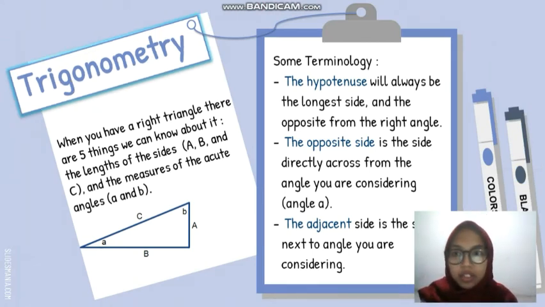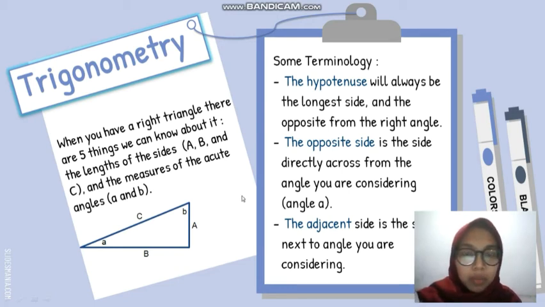And the third is trigonometry. When you have a right triangle, there are 5 things we can know about it: the lengths of the sides a, b, and c, and the measures of the acute angles A and B, like this picture. And some terminology.